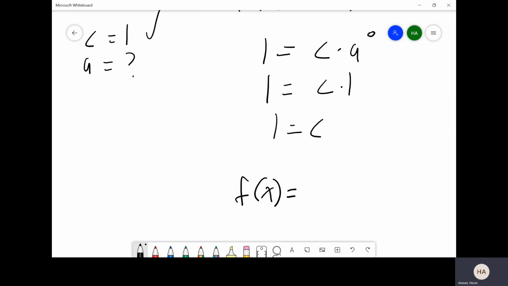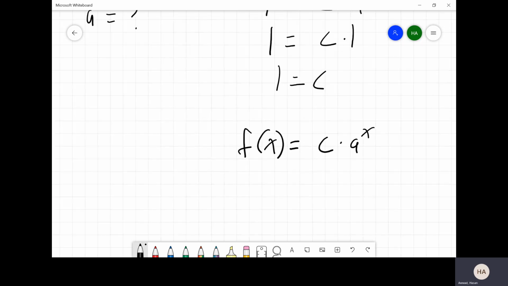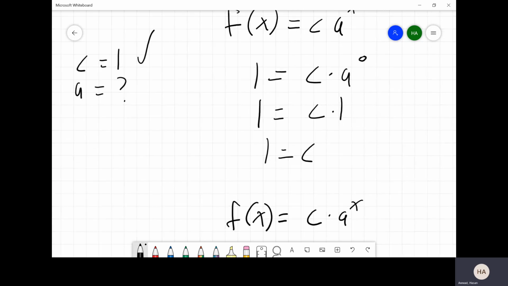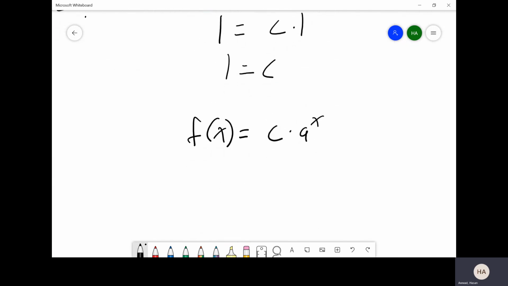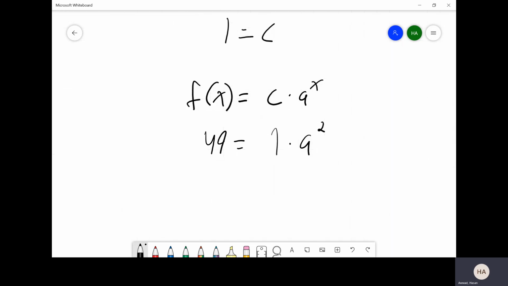So f of x is equal to c times a to the x. Again, we know that it has to be in this form. That's what we're looking for. And now we're going to use the other piece of information. So 49 is my output, and 2 is my input. So 2 is going to be my x, and 49 is going to be my total output. So I have a squared, and what was c? Well, c was just 1, which means that the 1 is just going to go away, right? 1 times any number is just that number. So we have 49 is equal to a squared.